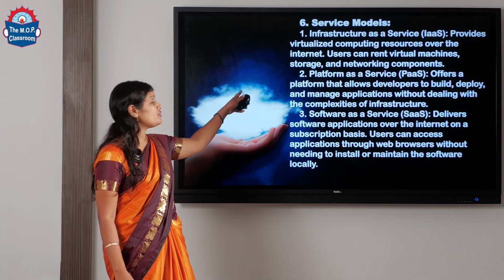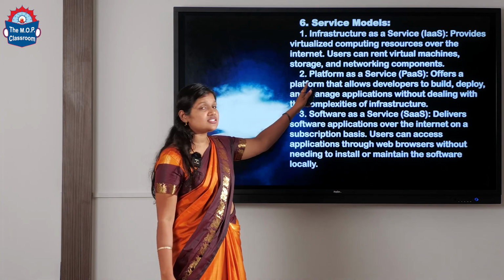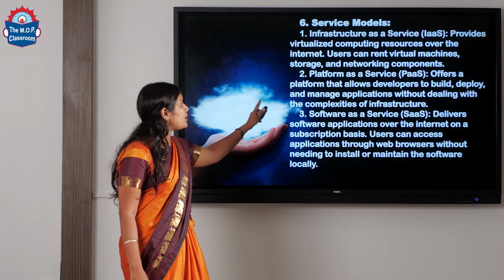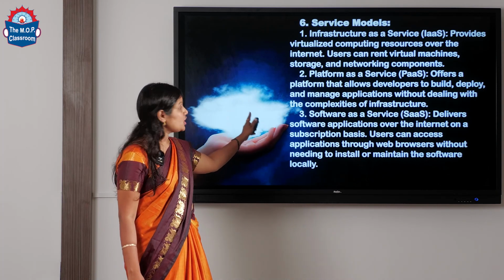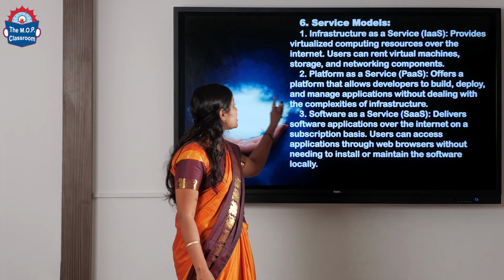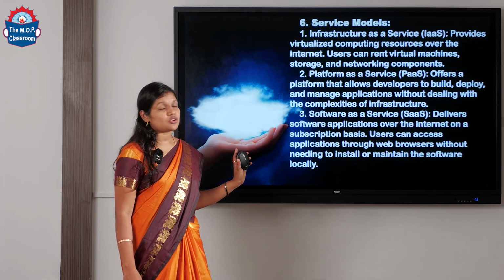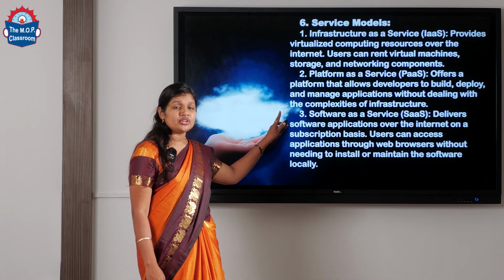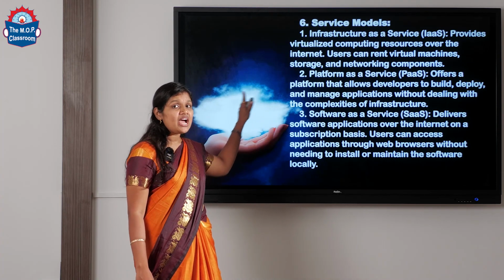The first service is infrastructure as a service, which we normally call IaaS. It provides virtualized computing resources over the internet. Users can rent virtual machines, storage and networking components. So these virtual machines, storage and all other networking and computing components will be provided by IaaS.